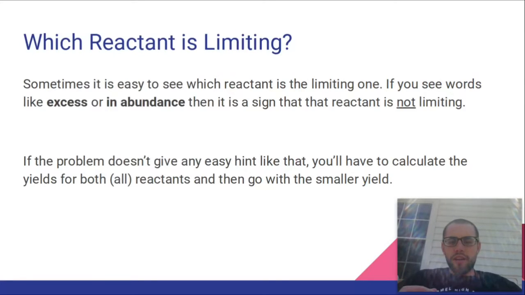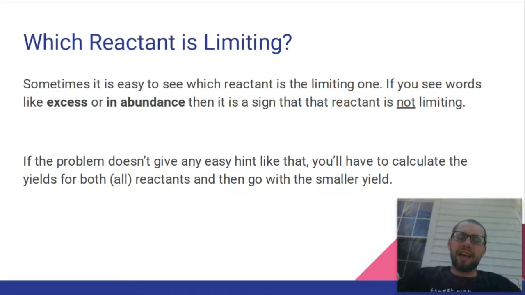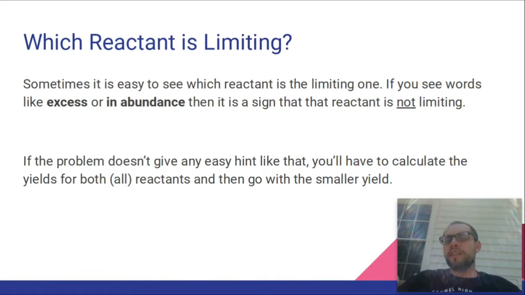Let's keep going here. How do we know which reactant is limiting? How do I know which one is going to run out first? Sometimes it'll be real easy for you. If you see one of these bolded words, that's a big hint for you. If one of the chemicals is in excess or in abundance, that means you've got a bunch of it. You've got more than you need, an excess of it, an abundance of it. It's not going to be limiting. The one that's in excess, the one that's in abundance, is not limiting. It tells you that the other one is limiting. The other one will run out first.